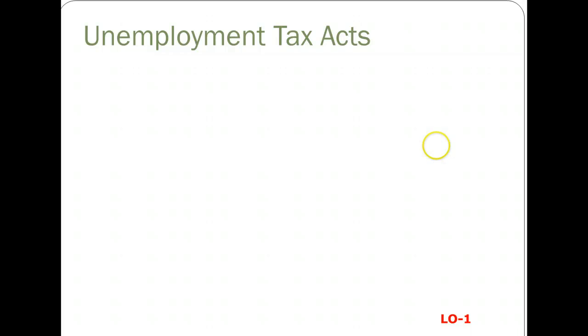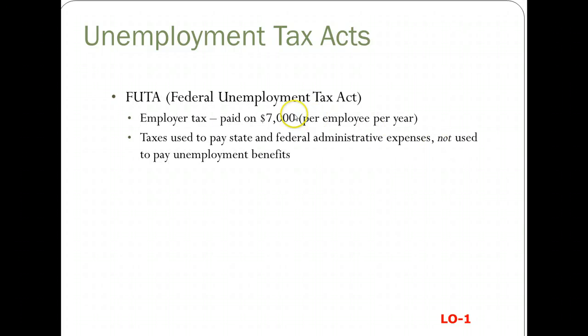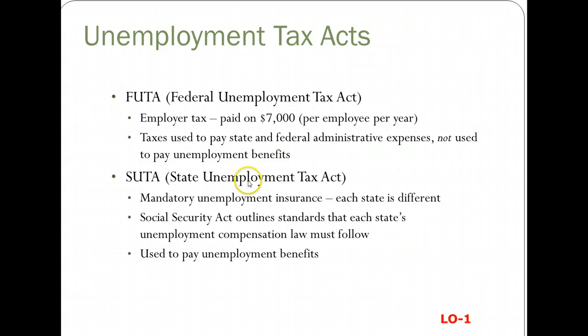We have the Unemployment Tax Acts. This is FUTA, Federal Unemployment Tax. The employer's tax is paid on the first $7,000 that each employee earns per year, and after that it's not charged. These taxes are used to pay the federal and state administrative expenses, but they're not used to pay the benefits. So when you're unemployed and you get paid unemployment, it's not coming from these taxes. It's coming from the state taxes.